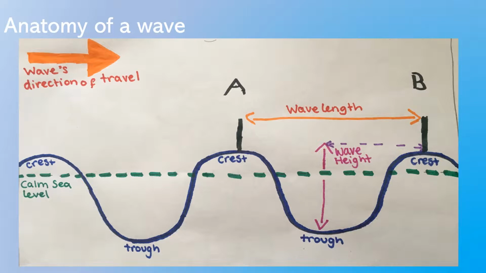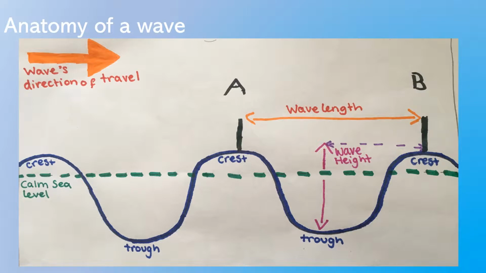The trough is the lowest point of the wave. The crest is the highest point of the wave. The wavelength is the length between the highest point of each crest, from point A to point B. The wave height is the distance between the highest point on the crest and the lowest point of the trough.